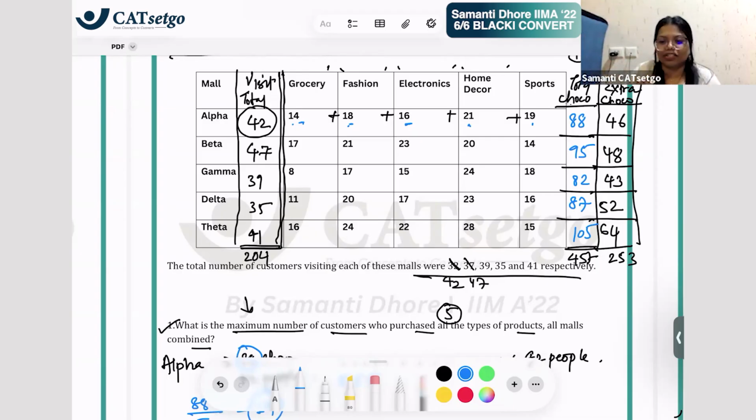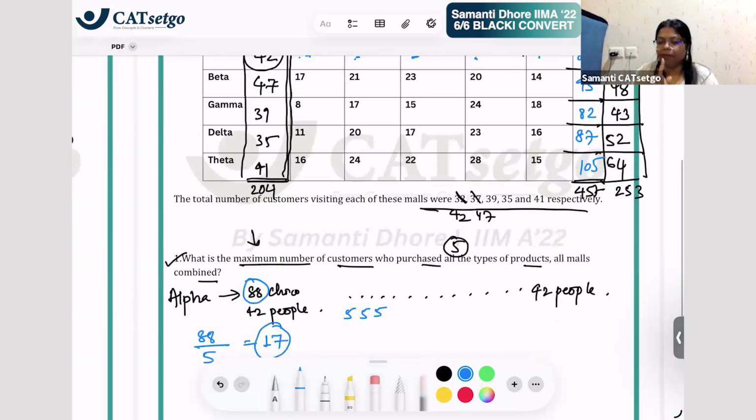One person can't get 2 fashion chocolates. We are not counting one person twice in one single set. We are calculating only once. So I'll have to give 5 all-different colors of chocolates to each person, right? Now we are saying that there are 17 people possible.